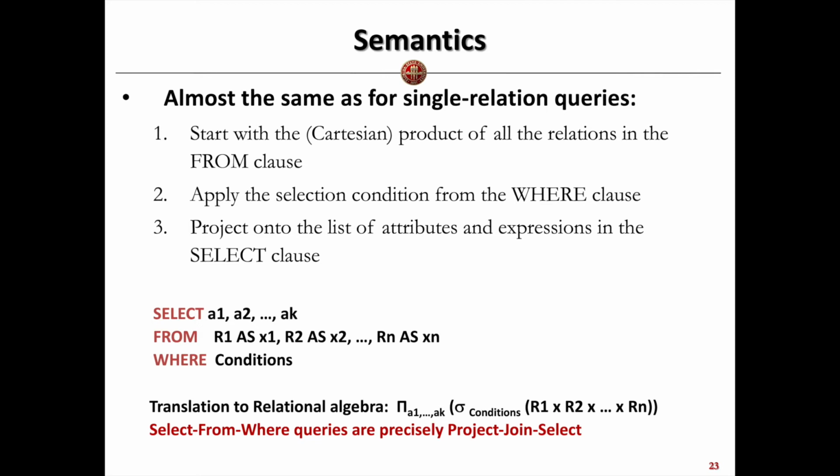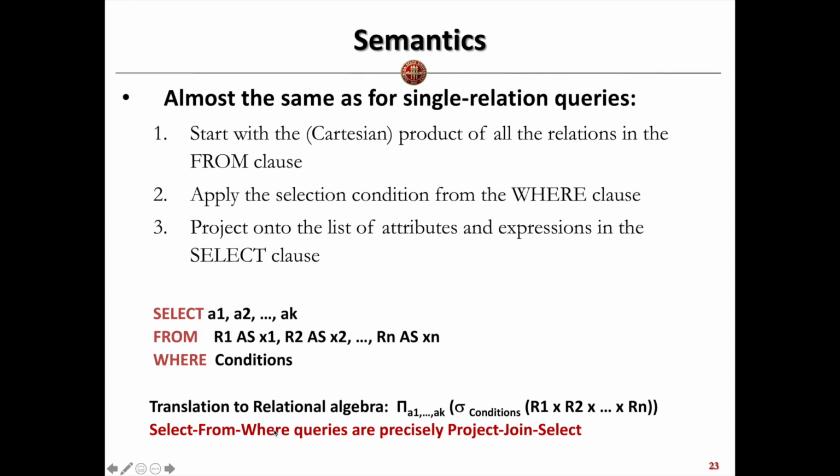So if we translate this SQL query in the select-from-where form into relational algebra, it equals the projection of A1 to AK, the desired attributes, applied to a selection with the conditions in the where clause. Inside we have R1 times R2 times Rn. We calculate the product among all the relations we have in the from clause.